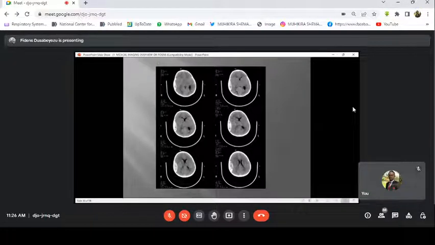Can you see this whitish area? This is fresh blood, what you call extradural hematoma. That's acute, fresh blood. It is easily seen on CT scan, but on conventional X-ray, you cannot see it. All right, okay.